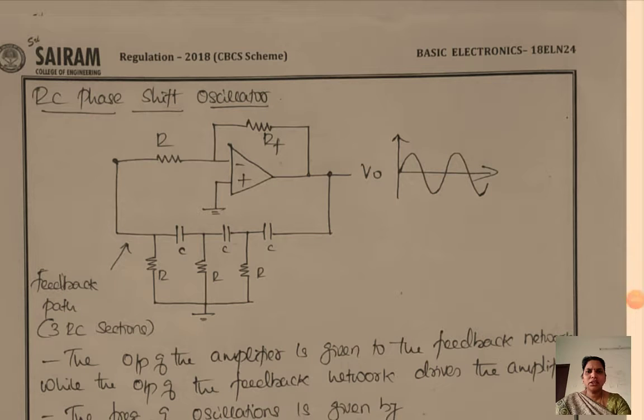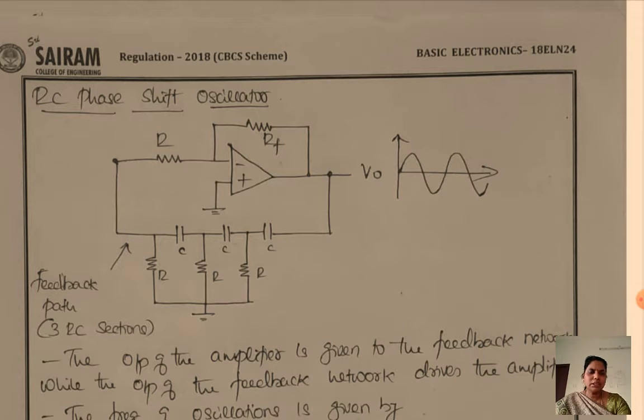Very good morning, students. In the last class, we talked about the oscillator. What is an oscillator? How are oscillations produced, and in order to obtain sustained oscillations, what criteria do we need to follow? And we have discussed the Barkhausen criteria for oscillations.